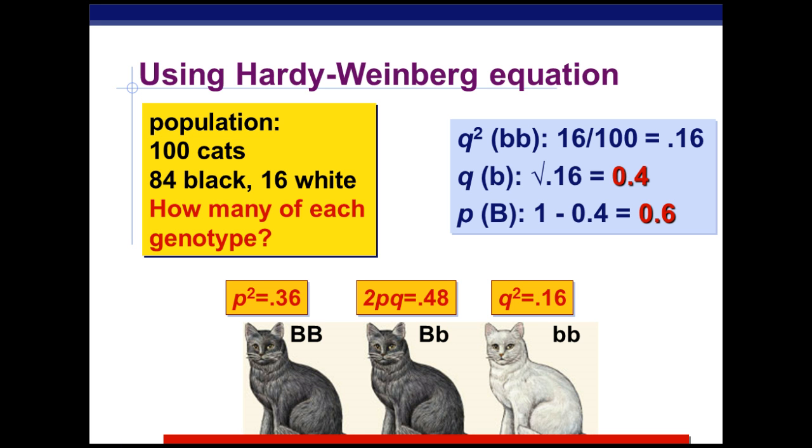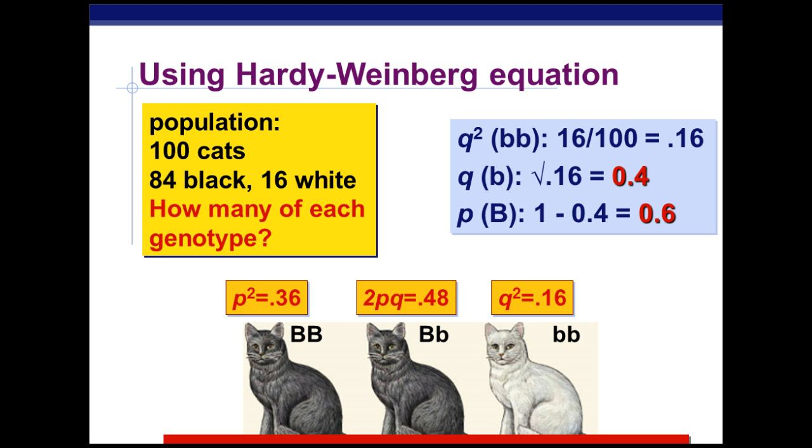Now you can always check your work by adding these values up. 0.36, 0.48, and 0.16 better equal 1, right? p squared plus 2pq plus q squared always needs to equal 1, and in this case they do. Now we'll use this population as the Hardy-Weinberg equilibrium. We're going to assume that this population is not evolving.